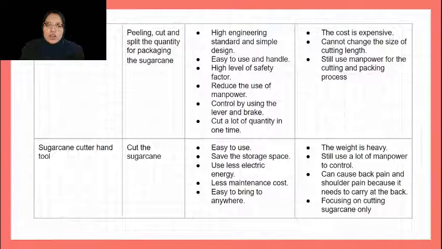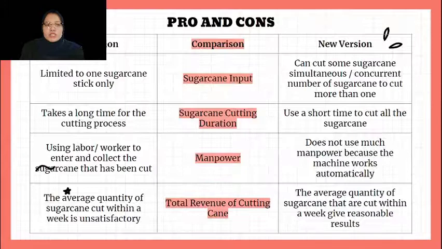The comparison in sugarcane input: the old version can cut one stick per process, and the new version can cut two or more sticks per process. The comparison in sugarcane cutting duration: the old version takes a long time, and the new version can shorten the cutting process. The comparison in manpower: the old version uses much more manpower compared to the new version.